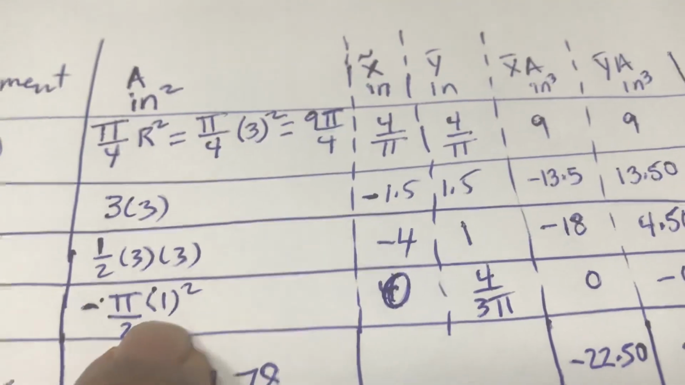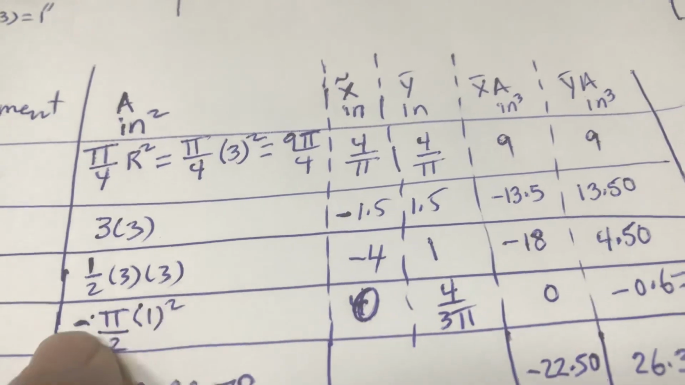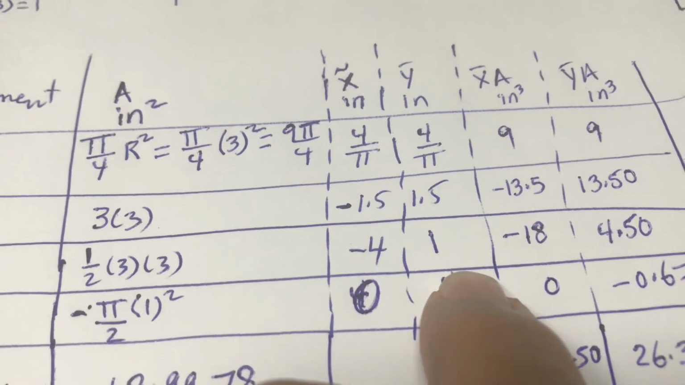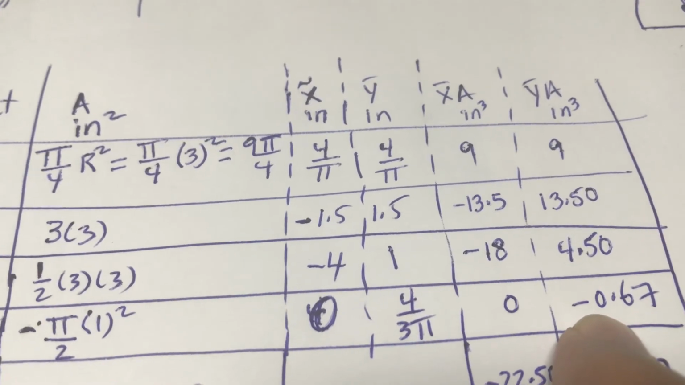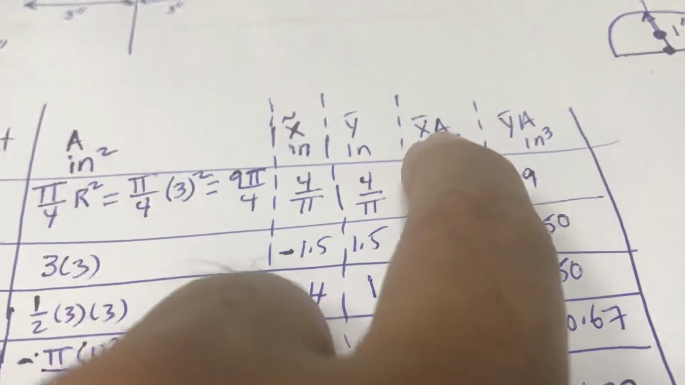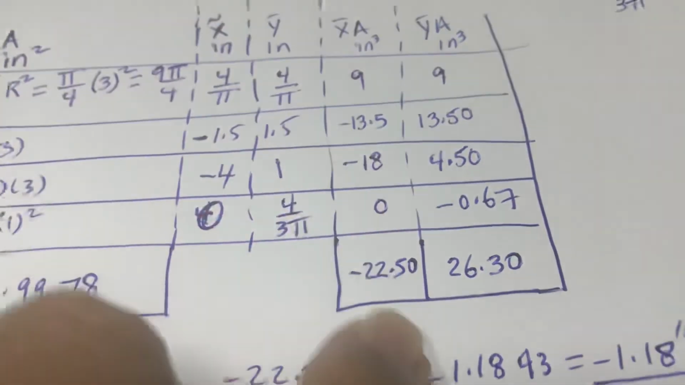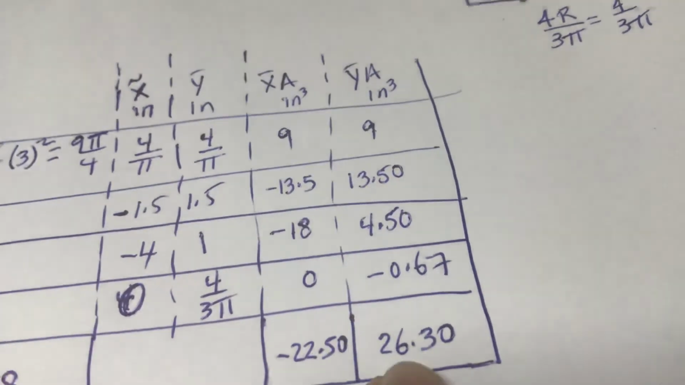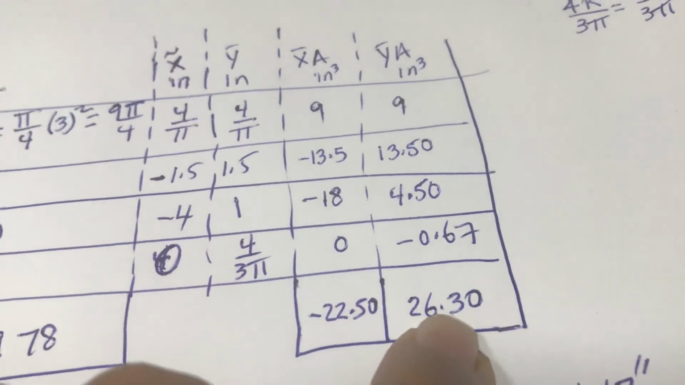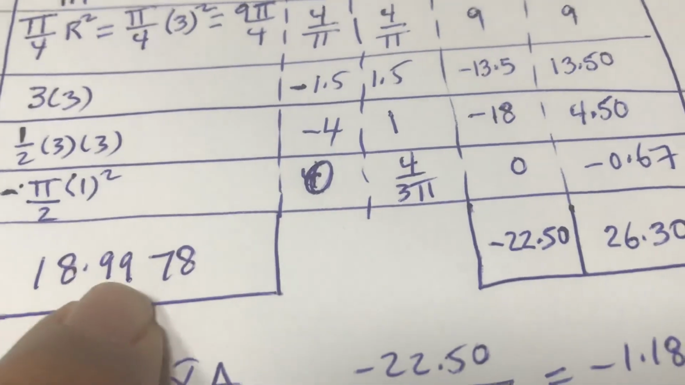Now this times 0 is 0, and this times this, you could cancel out pi with pi, 4 with 2, so it's going to be minus 0.67 because you're accounting for everything else. That is x bar A, y bar A. Now you sum everything, you'll get minus 22.5. You sum all the y bar A, you'll get 26.3. Once you get all of this, you should find the sum of the areas, 18.9978.